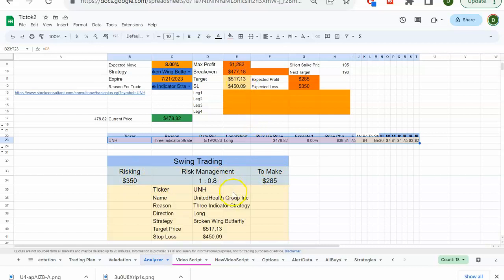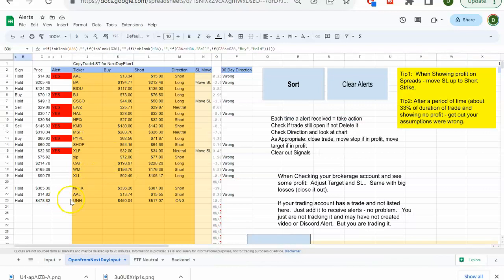Once I have those stop losses set, I copy them over to an alerting spreadsheet. This is using the cloud capabilities of Google to send me an alert over email. Once I've got that alert, I can act on it. And these are all alerts that I have received, and I've closed some of these out.